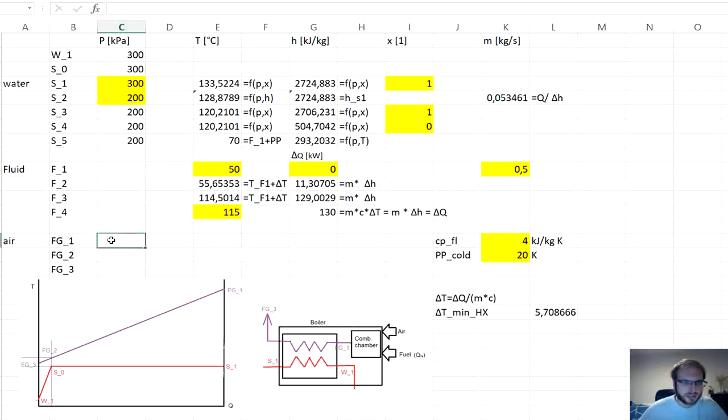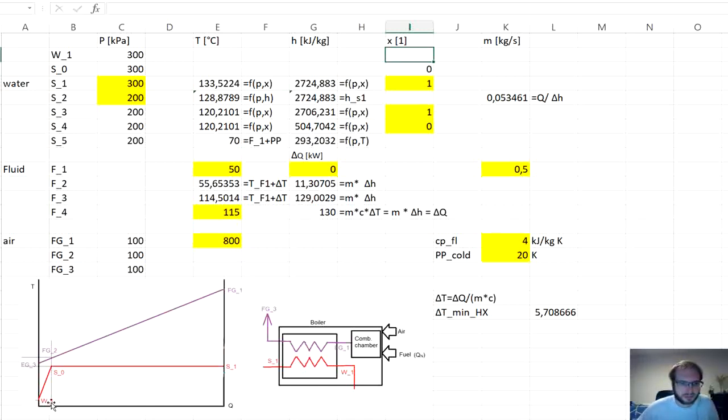And for the flue gas, we will assume that it's at ambient pressure, which is roughly 100 kilopascals. Now the flue gas temperature is at 800 degrees C. It's over here. And as we can see from the QT diagram, point S0 is at saturated liquid.